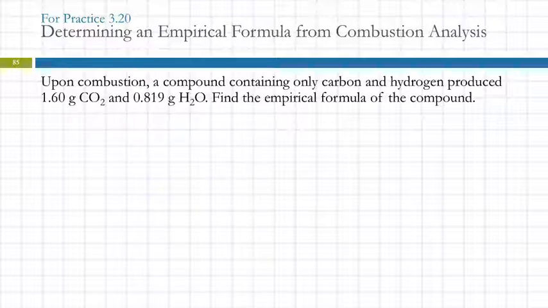The mass of the elements? We need the mass of each element, right? To find the empirical formula, we need the mass of carbon and the mass of hydrogen. They didn't give us that. They gave us the mass of CO2.